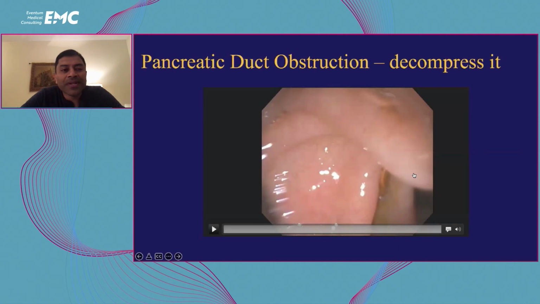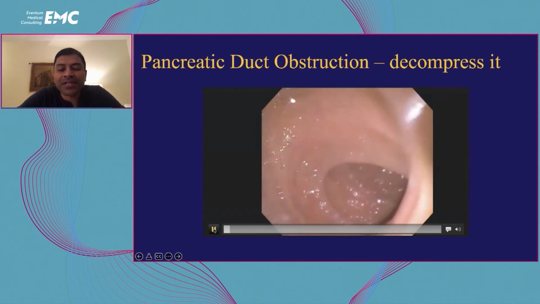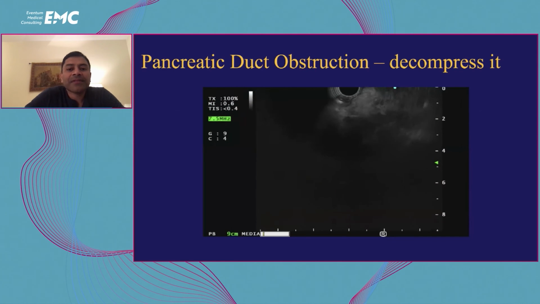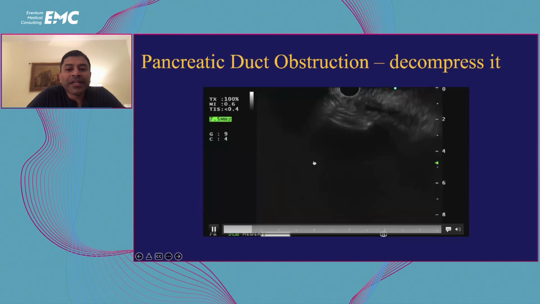The third situation in which the pancreatic duct drainage should be performed with a plastic stent is in patients with obstructive pancreatitis. So in this particular case, the pancreas looks completely normal. Here is the pancreatic duct, and we are trying to drain the pancreas. We are trying to establish a fluid collection.